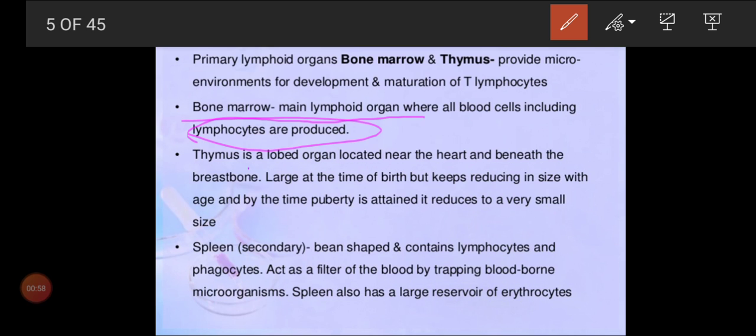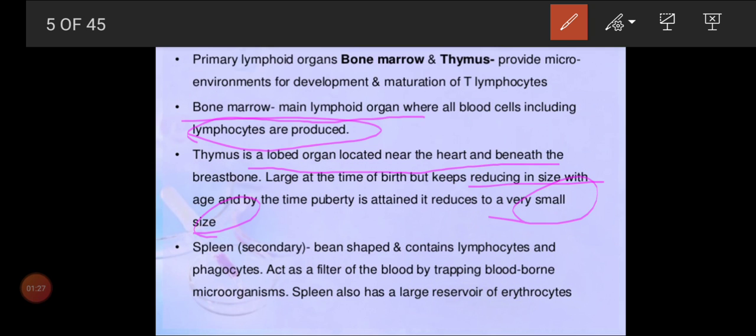And the thymus is a lobed organ, which can be seen near your heart region, beneath your breastbone. It will be larger when you are in born condition. When you are a little bit matured, until the puberty stage, it will be at its full shape. Afterwards, it starts to reduce in size and becomes very small.